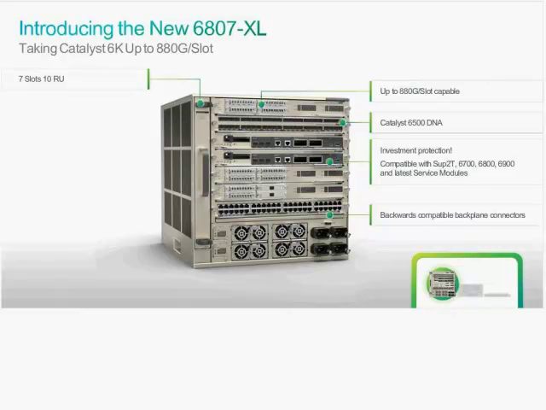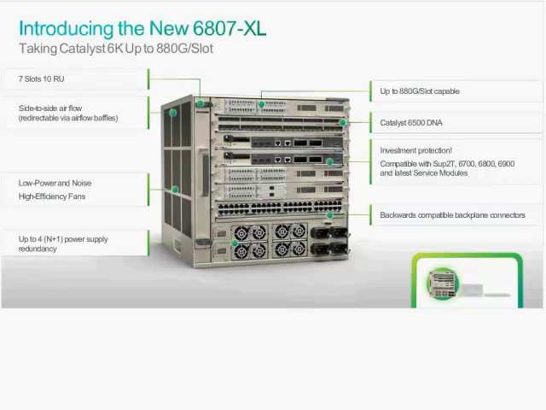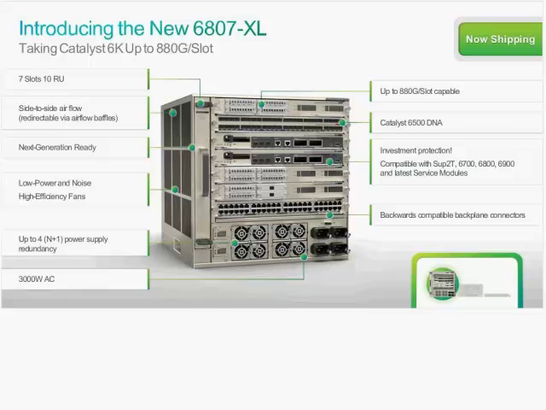That articulates the investment protection we want you to take forward here, including the service modules, WiSM, NAM, all of those also work in this chassis. So same investment protection story. There has been significant improvement in terms of the architecture and the performance of the system, as you can see with 880 gig of backplane capacity. Plus there are additional enhancements in terms of power supplies, modular power supplies with 4N+1 redundancy, and also highly efficient fans and cooling system. It has side-by-side airflow, and these are orderable today. So all of this is available today and on Cisco.com.